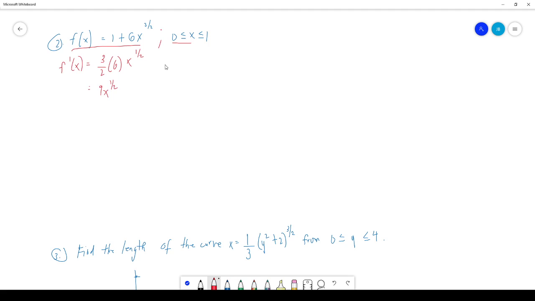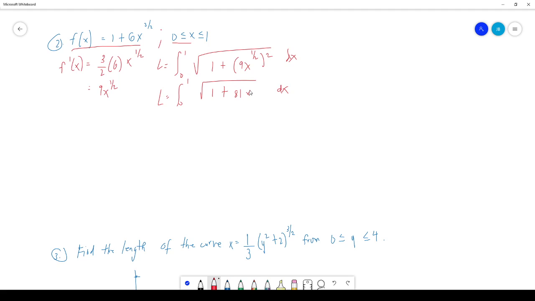Now, the formula. So the length L is, from 0 to 1, square root of 1 plus f prime of x squared. So that's 9x to the 1 half, then squared, dx. Simplifying our equation, that is 1 plus 9 squared, that's 81, and x to the 1 half squared, that's x, dx.